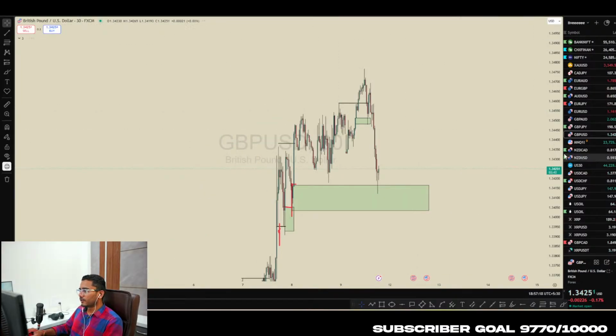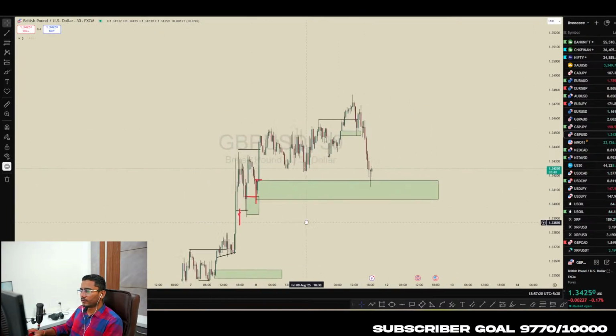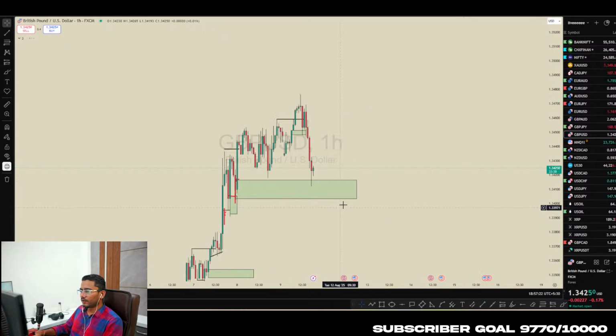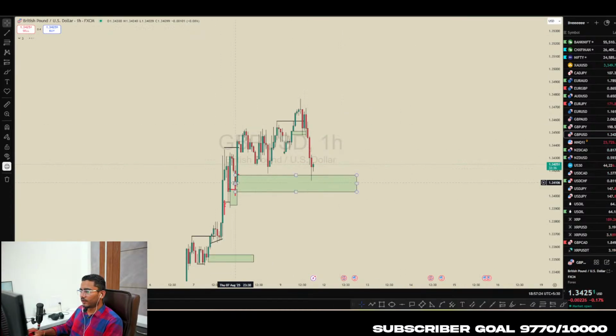GBP, I think price will continue to the upside. If you look at the higher time frame, we have this imbalance, and if price takes this liquidity, probably it will sweep the next high.